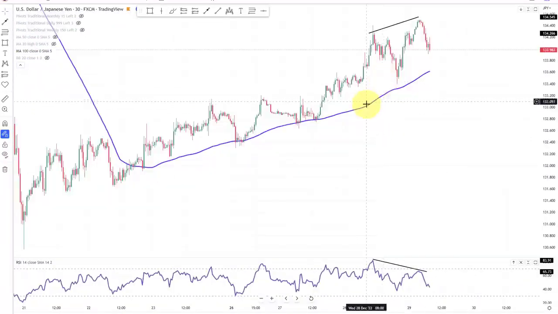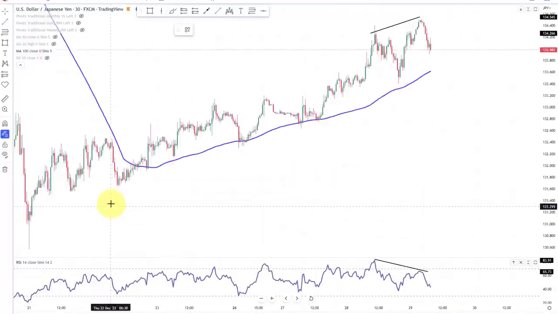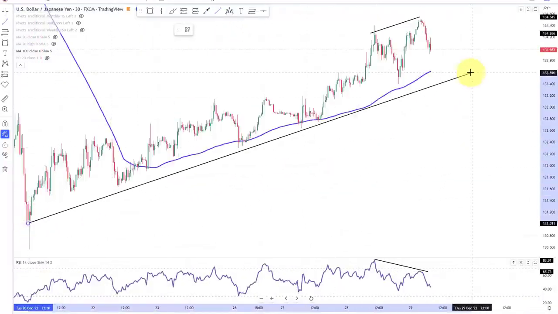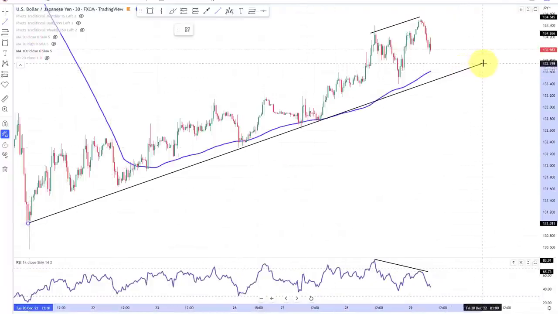You will find divergences all over the place. However, if you don't have the additional criteria and the additional confluence factors, it doesn't matter and it's not strong enough. I would never recommend trading divergences only with divergences and no other signal around them.